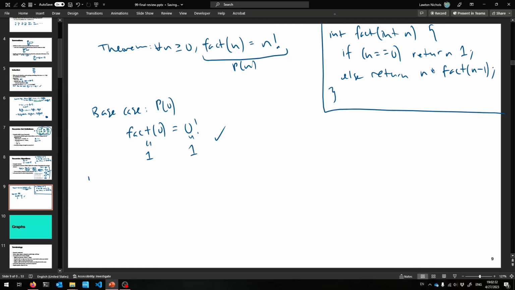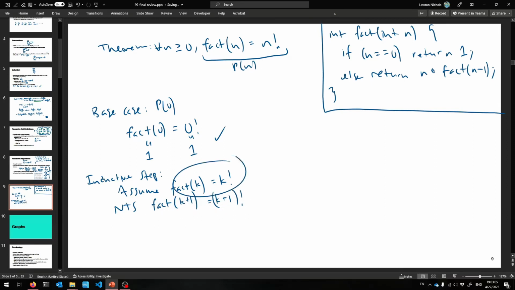And then the inductive step will be in charge of proving that the recursive case is true. It's always: assume P(k), use that to prove P(k+1). So assume P(k) is true, which is that fact of k is equal to k factorial. And use that to show what we need to show now, that P(k+1) is true, that fact of k+1 is equal to (k+1) factorial. All right? And if we can find the factorial of k inside of it, it'll all work out.